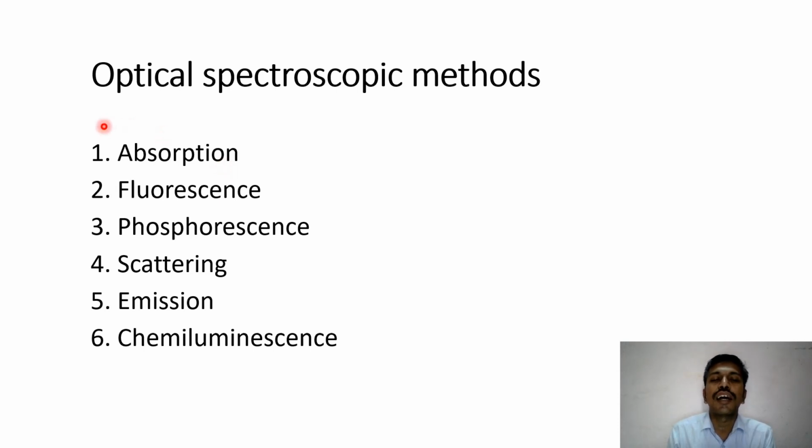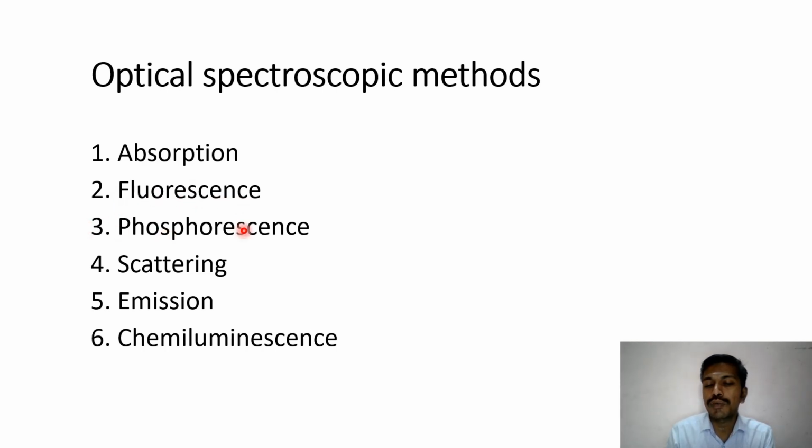That type of spectroscopy is called absorption spectroscopy. The next will be fluorescence and phosphorescence, where the material may emit light or scatter the light. That is the property called fluorescence and phosphorescence.